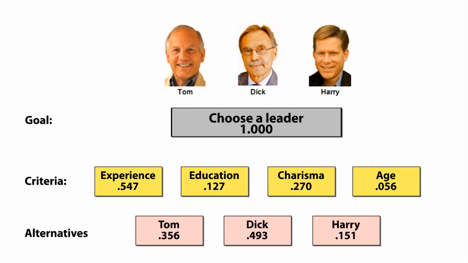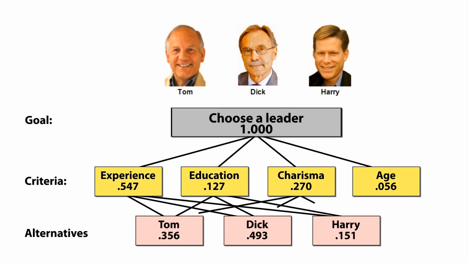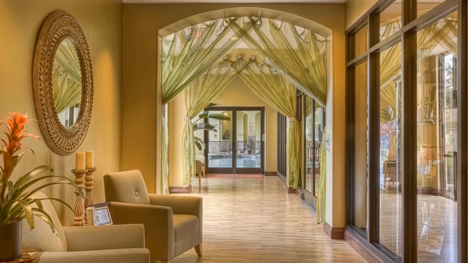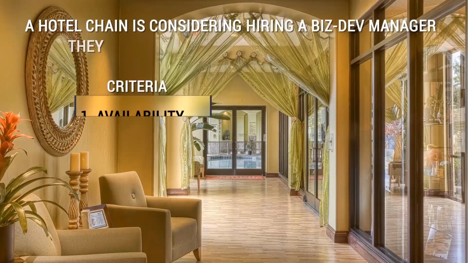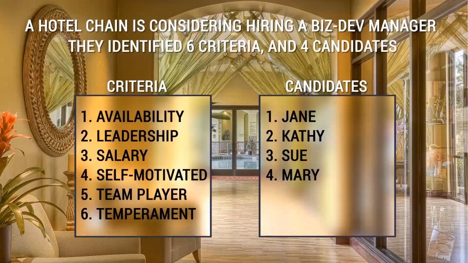Most of the decisions we face in the real world are multi-criteria in nature. Typical examples could be procurement, recruiting, locating branch offices, etc. The best way to explain this is to consider a hotel chain hiring a business development manager. They identified 6 criteria and 4 candidates.